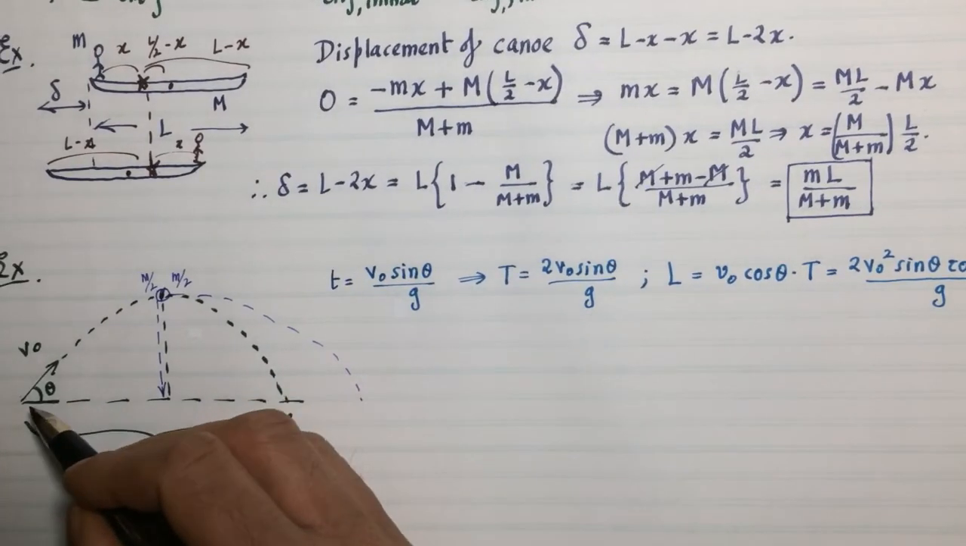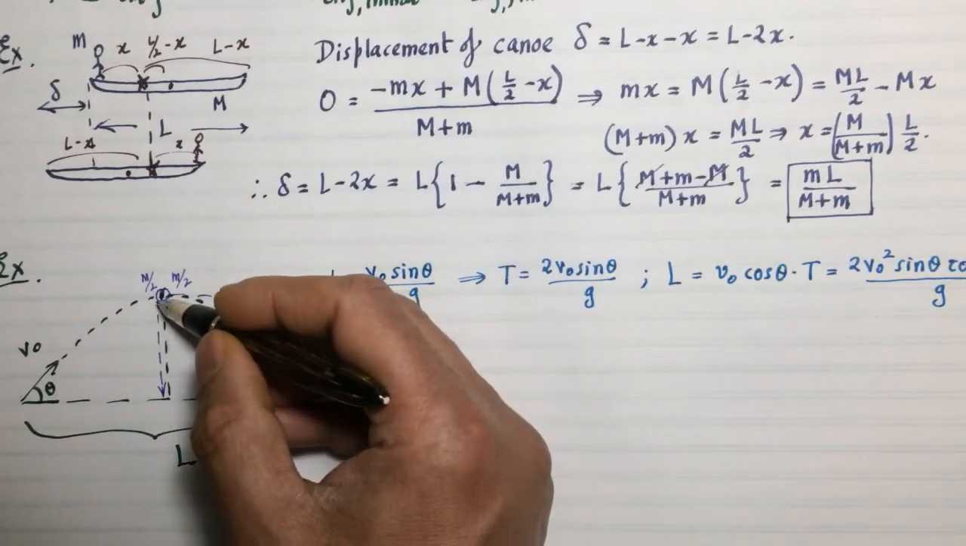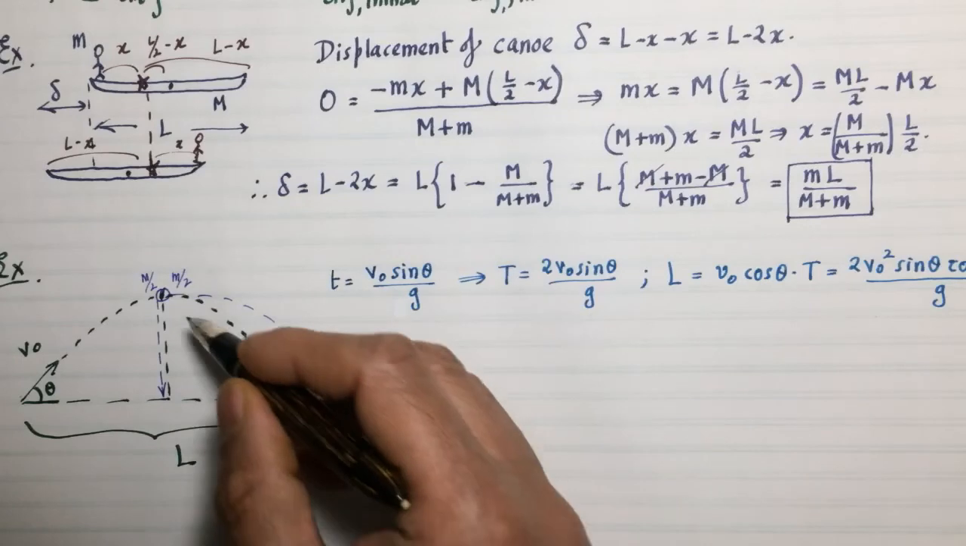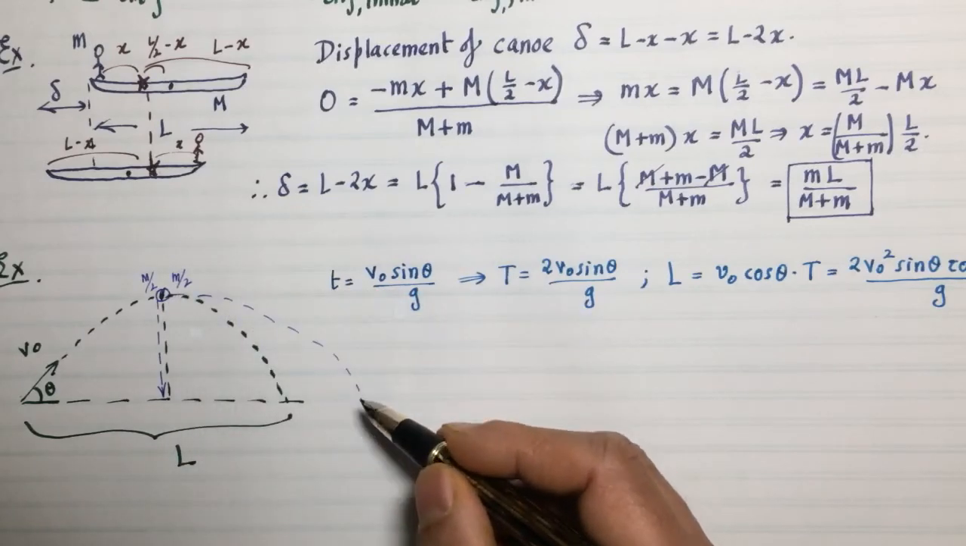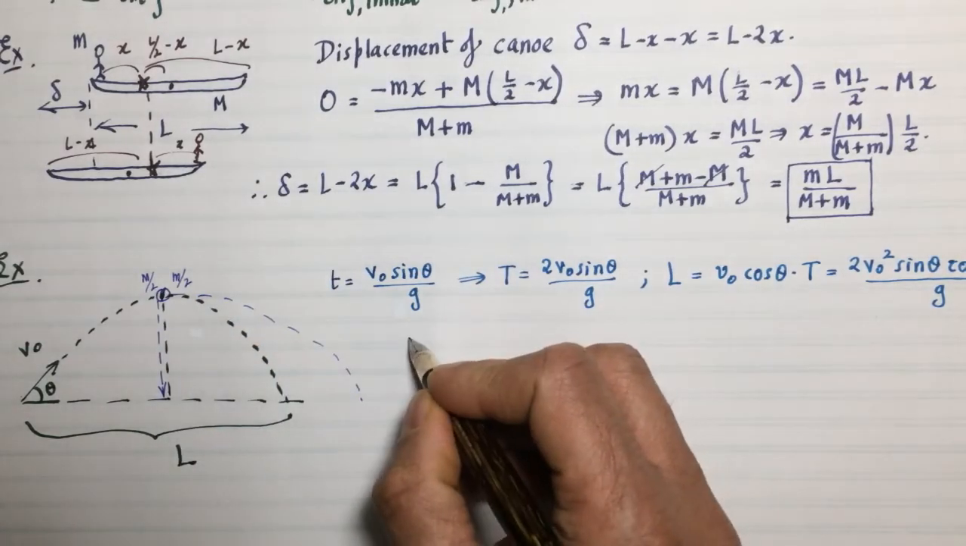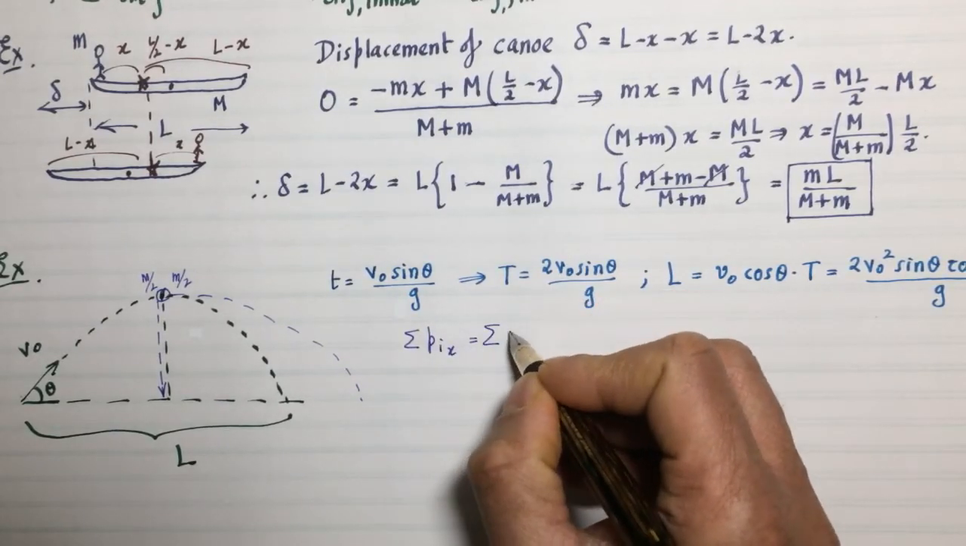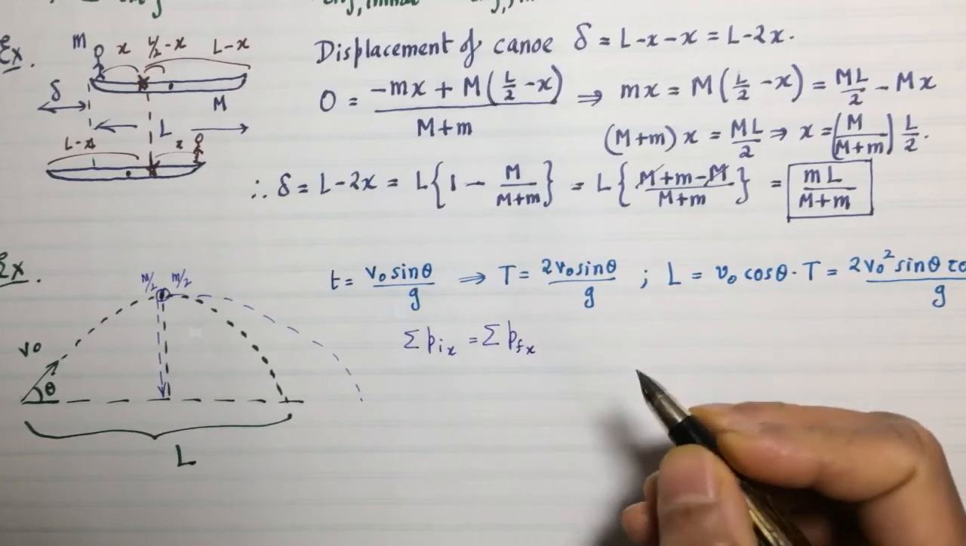First of all, observe that the time taken for the projectile to go up is the same as the time taken for it to come down. So this will take the time equal to little t, and that will also take the time equal to little t. But this one is falling straight down. So we have to apply momentum conservation at the highest point. The sum of the initial momenta, p ix, is equal to the sum of the final momenta, p fx.